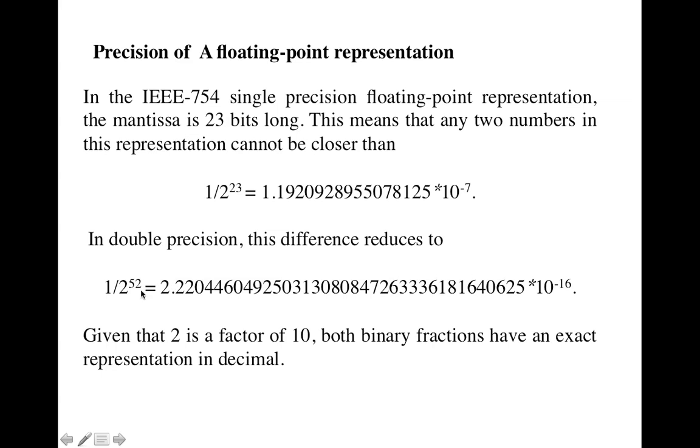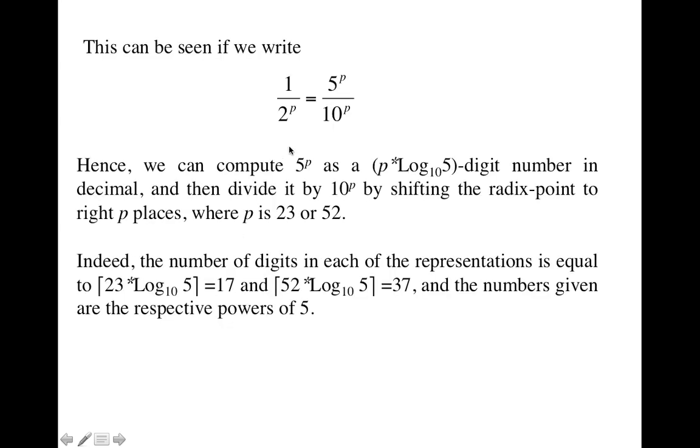And so you would notice that both these numbers are actually integers. And that comes from the fact that you can think of this number as 1/2 raised to 52. And 1/2, you can think of that as like 5 over 10. 1/2 to the p is like 5 to the p over 10 to the p. And so you can compute in decimal 5 to the p. And then to divide it by 10 to the p, all you have to do is to move the decimal point some p places to the left.